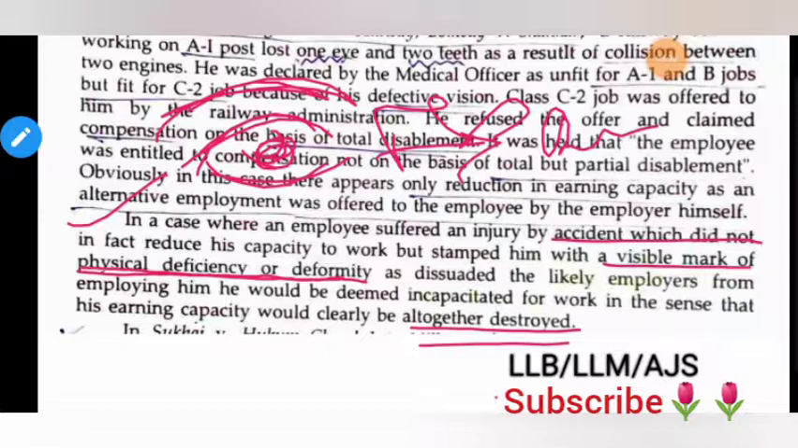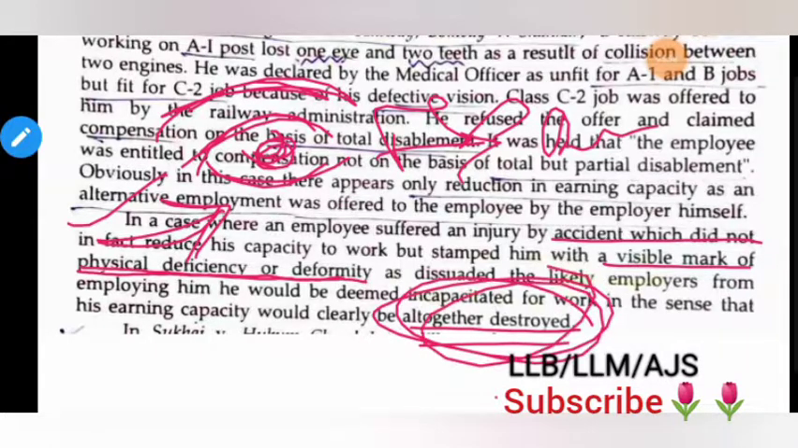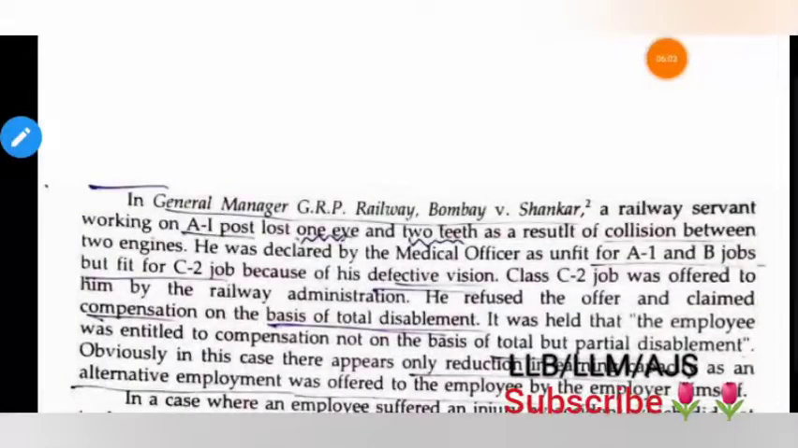He will be deemed incapacitated for work because a future employer may not employ him due to his physical deficiency or deformity, although he may be able to work. That's why he will be deemed incapacitated for work, in the sense that his earning capacity will clearly be altogether destroyed. This case is important, and the facts of the case are also interesting.